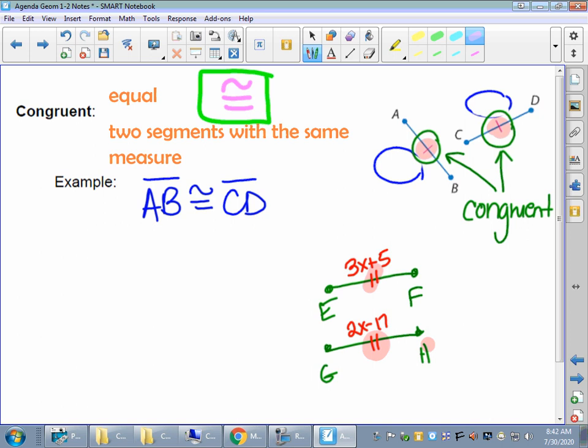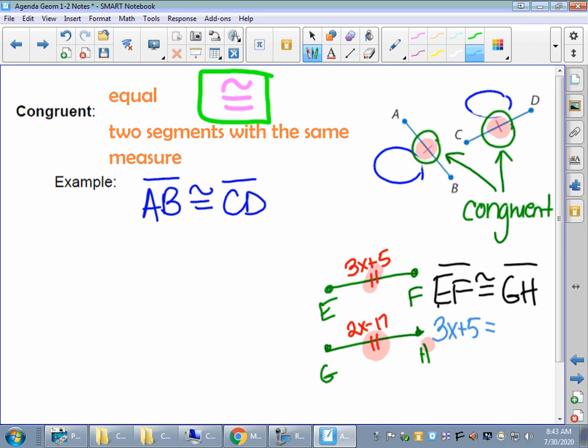And then if you know they're congruent, if you know they're equal, we would be able to set ourselves up a geometric statement. EF is congruent to GH. And then I could do some substitution. It says EF is equal to 3x plus 5, and I could say GH is equal to 2x minus 17. Solve myself an equation, and I get some value of a variable. I'm probably going to come up with a negative. Don't love it, but I just made them up really quick.